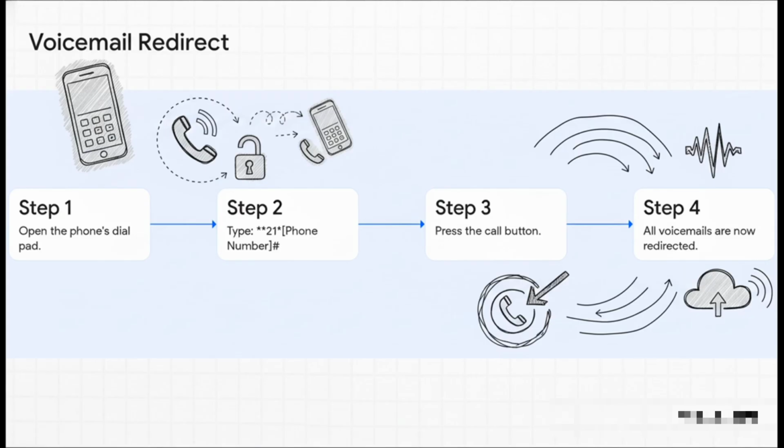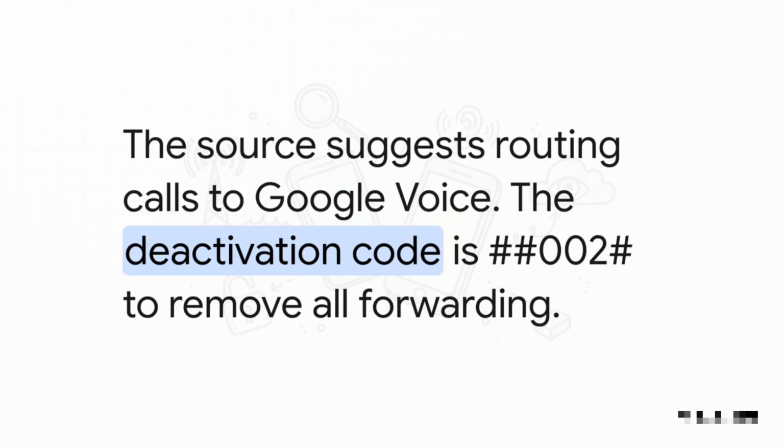So the source gives a very specific code for this trick. They claim that if you have just a moment of physical access to the phone, you can pop open the dial pad and type in this exact sequence, **21*. Then the phone number you want to forward it to, followed by the pound sign. You hit call, and the claim is that just like that, all of that phone's voicemails are now being sent to your number. And they add a little pro tip here. They suggest routing the calls to a Google Voice number. That way, you could access them from any device, not just your phone.